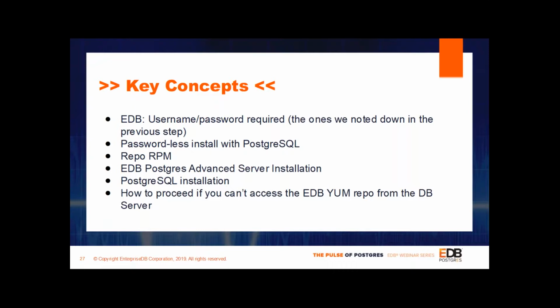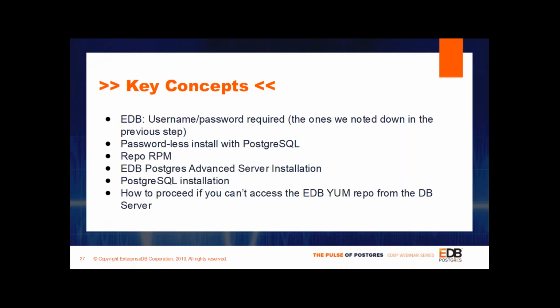They will work the same way. So from the Enterprise DB point of view, as we mentioned earlier, you need a username and password, the ones that we just noted down in the previous step. In the community repo, you don't need any username and password. It's all available to the public. And once you have this, you will need the repo RPM. This is the best and easiest way of configuring everything on Red Hat and CentOS, because the repo RPM simplifies stuff for us, and when you get an update, it's going to be easier for you.